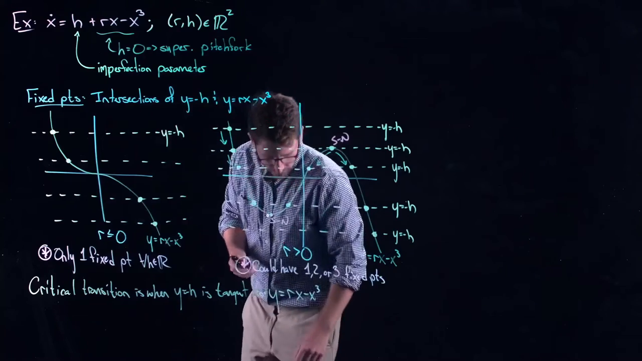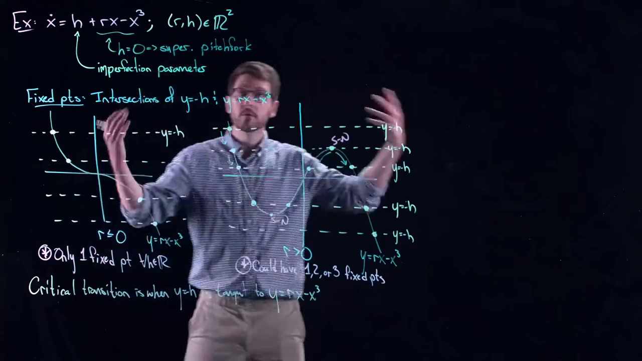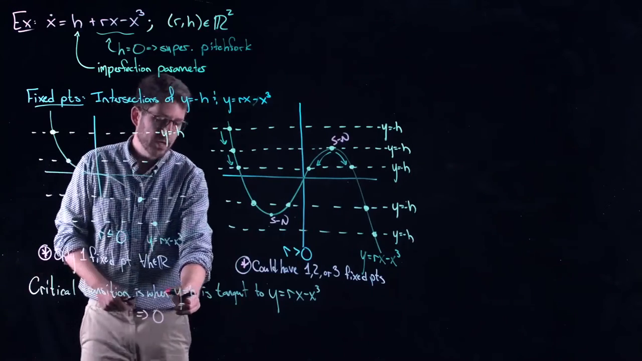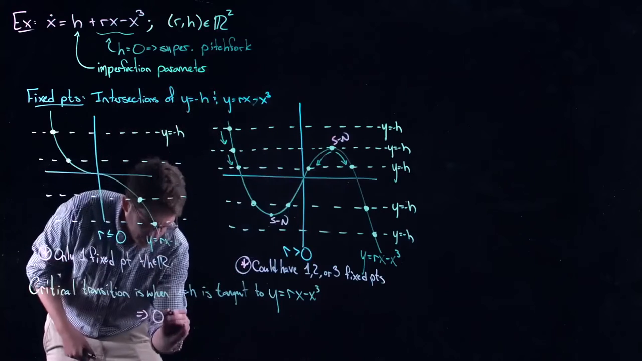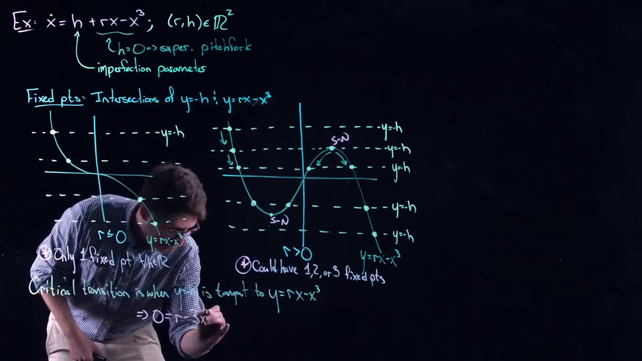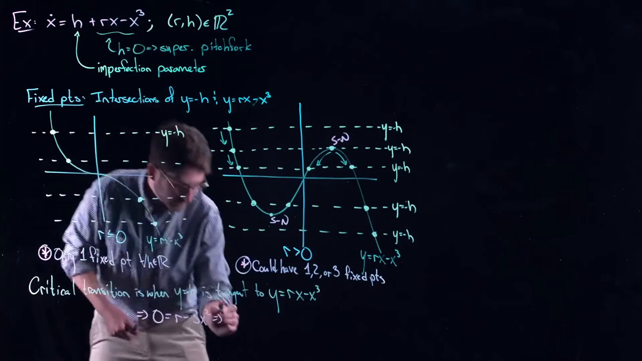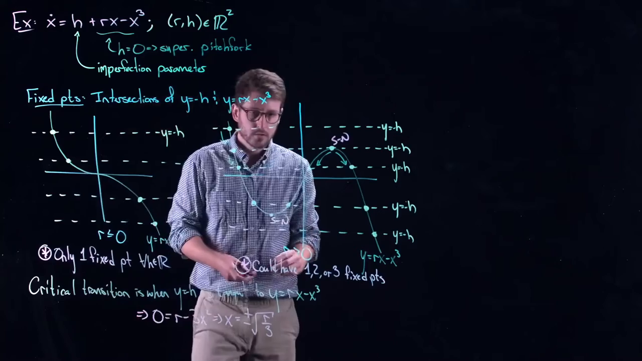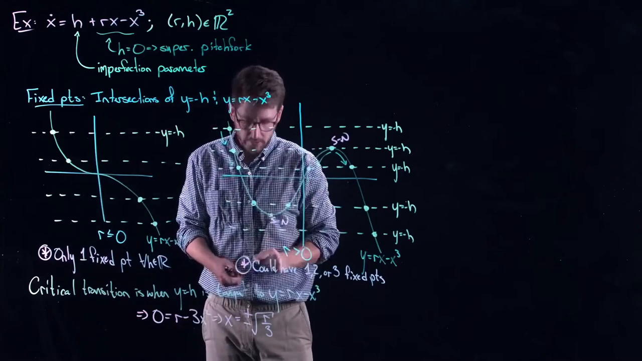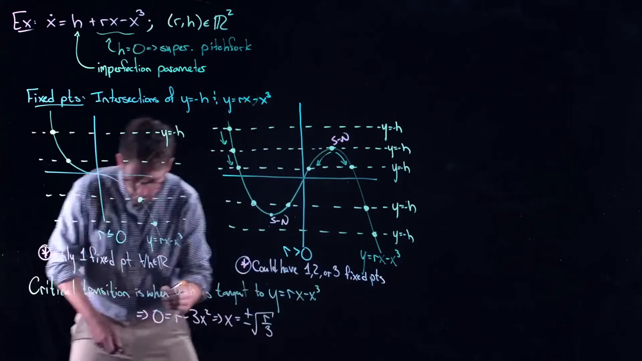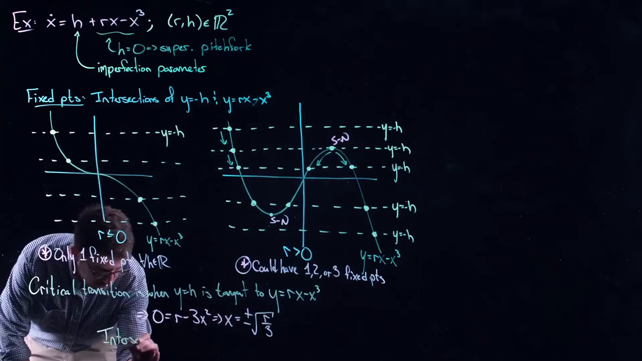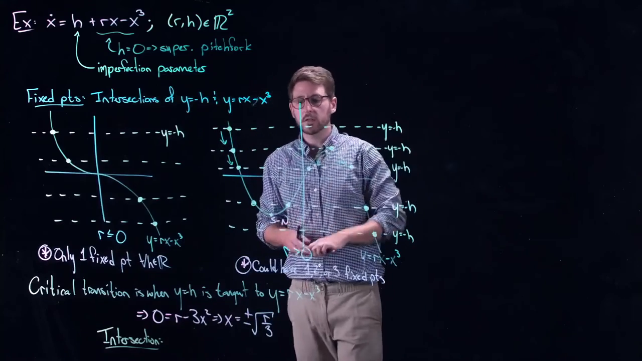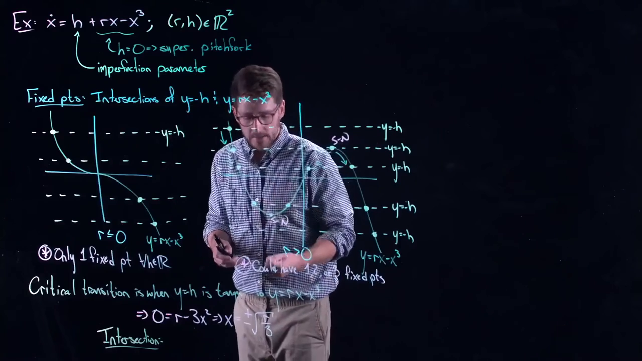So how do we actually find them? Well, when two things are tangent, that means their derivatives are equal to each other. So this implies that 0, the derivative of y equal to minus h, right? It's a horizontal line, it has 0 derivative, is equal to r minus 3x squared, which gives us x equal to plus or minus the square root of r over 3. So that is the value of these critical points right here that we are going to hit. And then the intersection. So this is just like what we did with the saddle node, just like what we've done with the transcritical. We have these two conditions for bifurcations to take place, this tangency condition and then the intersection condition.